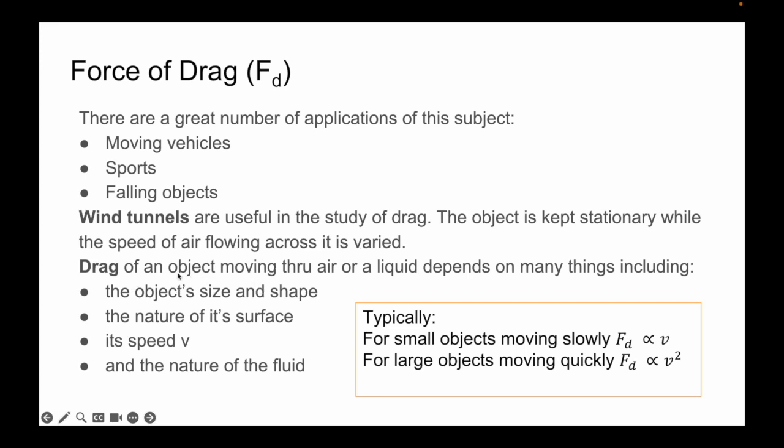The drag of an object moving through air or liquid depends on many things. It's got to be the object's size and shape, the nature of its surface, whether it's smooth or bumpy, its speed, and the nature of the fluid that's going across it. Is the fluid air? Is the fluid water? Is the fluid something much thicker or more viscous than that? Typically, for small objects moving slowly, the drag force is proportionate to the velocity, but for large objects, that drag force is proportionate to the velocity squared.